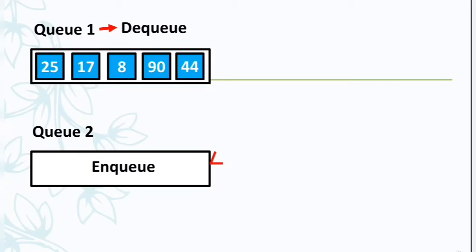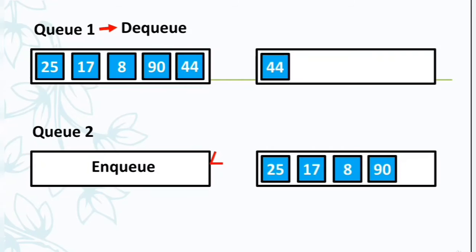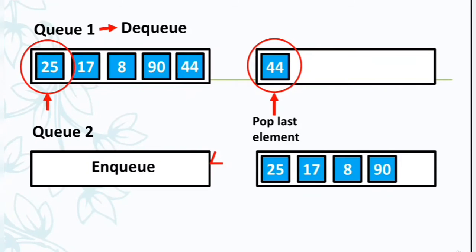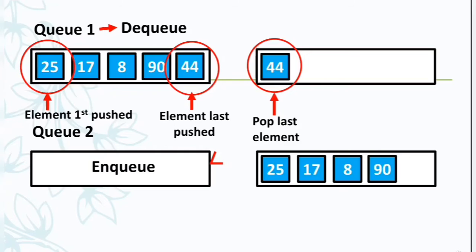Again, the next element is 17, so it will get dequeued from the first queue and again enqueued in the second queue. This process goes on until we get the last element in the first queue. That is, we have to pop the last element which is then present in the first queue. The first element which we pushed was 25 and the last element which we pushed was 44, and we are going to take out the element 44.